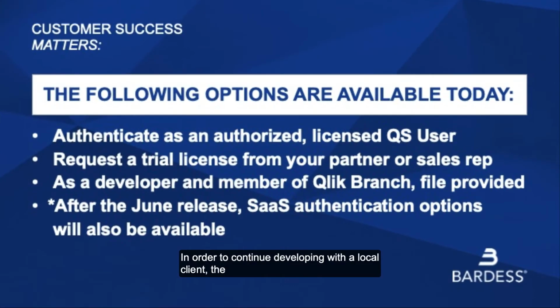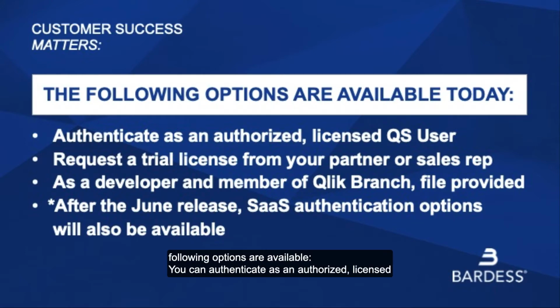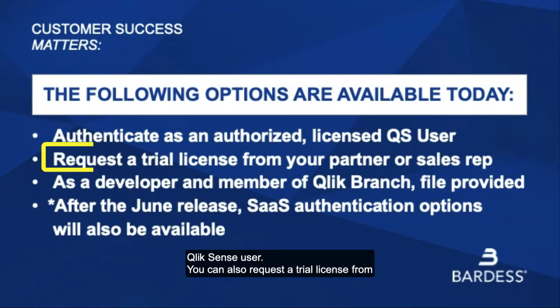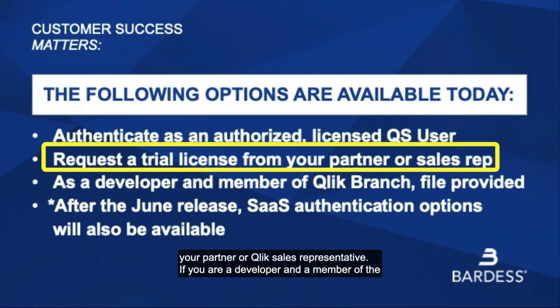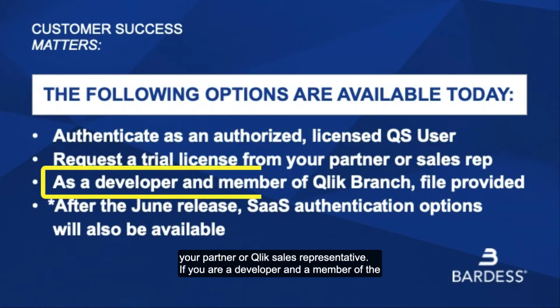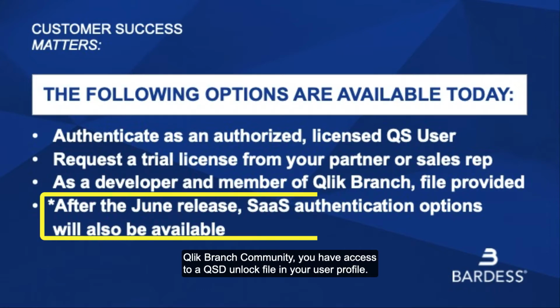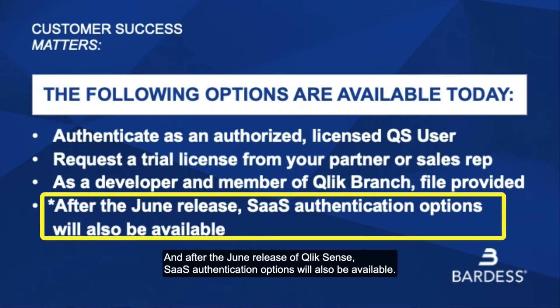In order to continue developing with a local client, the following options are available. You can authenticate as an authorized licensed ClickSense user. You can also request a trial license from your partner or Click sales representative. If you are a developer and member of the Click branch community, you have access to a QSD unlock file in your user profile. And after the June release of ClickSense, SaaS authentication options will also be available.